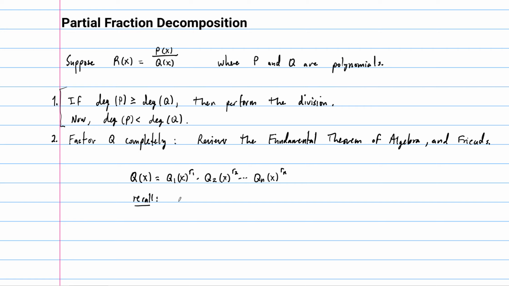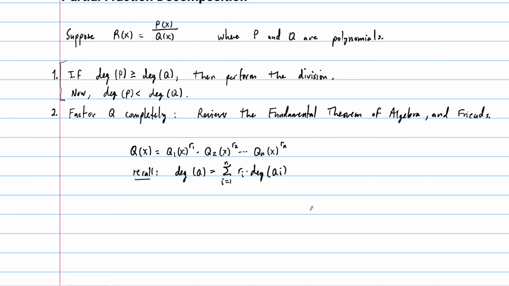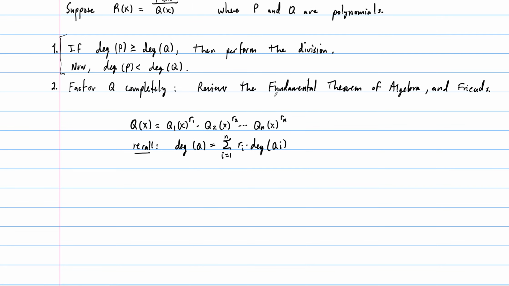This is part of the fundamental theorem of algebra, so I said I wasn't going to go too deep into it. This factoring can't go on forever, there's an end to it. So the degree of q is equal to the sum, i goes from 1 to n, of ri times the degree of qi. That's got to be equal to the degree of q. Again, take some time, pause this video, and review the fundamental theorem of algebra and all the other theorems surrounding it.